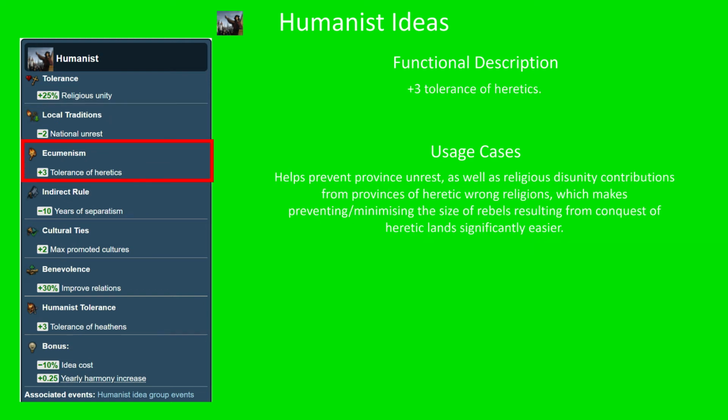Ecumenism. What does it do? It provides you with +3 tolerance of heretics. How do you use this effectively? Well, it helps prevent province unrest as well as religious disunity contributions from provinces that are of a heretic religion, which makes preventing and minimizing the size of rebels in such provinces more straightforward, and it allows you to conquest a larger amount of heretic land without problem.